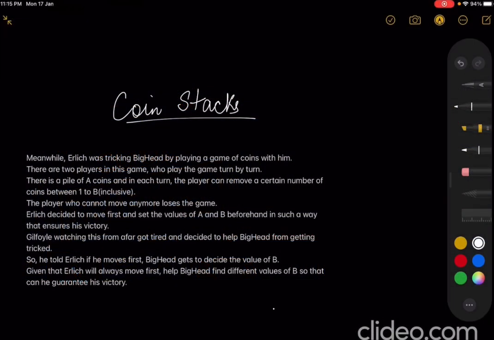Hi everyone, so today in this video I will be discussing the problem Coin Stacks. So let's first go through the problem. The problem says that meanwhile Erlich was tricking Big Head by playing a game of coins with him.